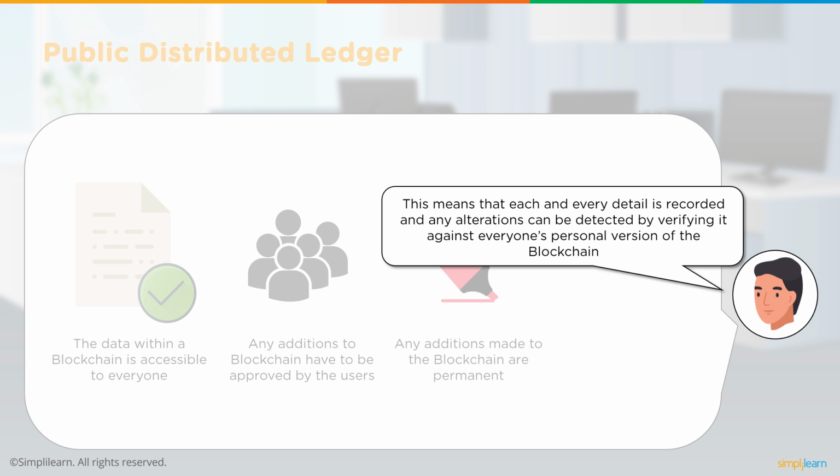So this means that each and every detail is recorded, and any alterations can be detected by verifying against everyone's personal version of the blockchain. So if someone tries to modify data on a block on a particular node, then the other ledgers which have the same information will come to know that someone has modified data on one particular node, and they will try to rectify it.